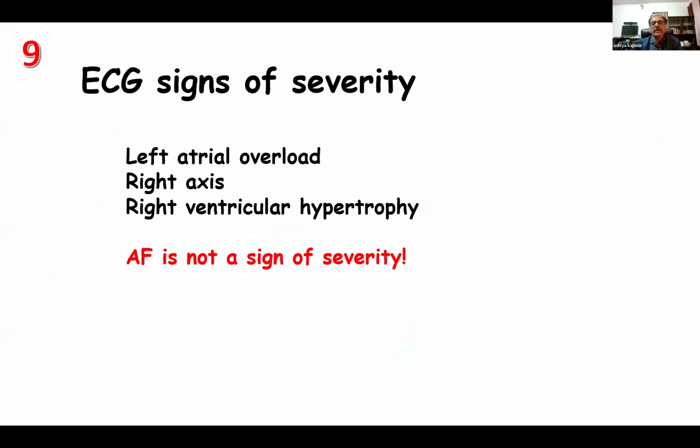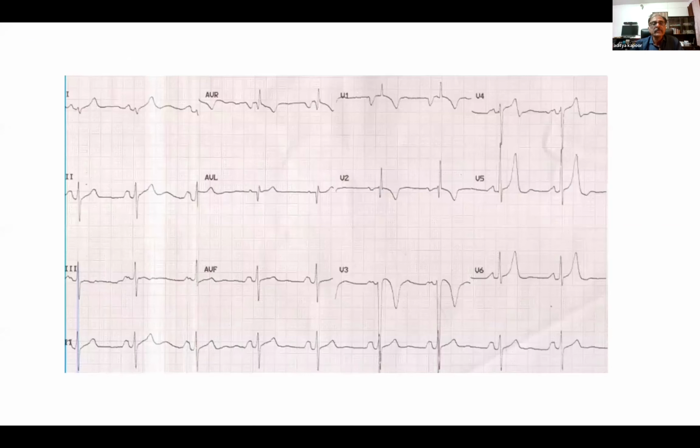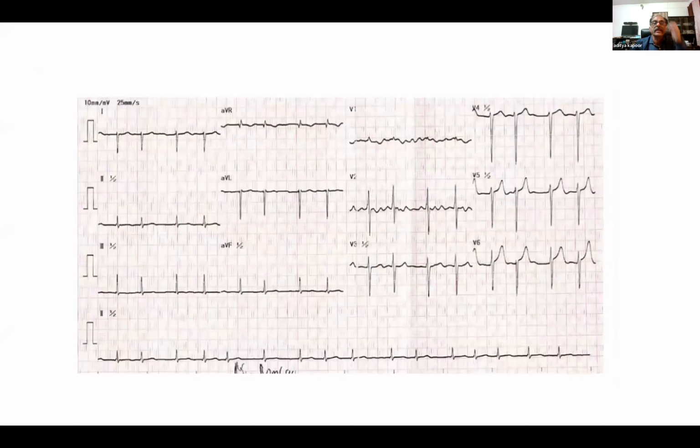ECG signs of severity we discussed: left atrial overload, right axis, right ventricular hypertrophy. Remember, AF is not a sign of severity. Usually AF occurs in severe MS, but the reverse is not true; if there is AF, it is not necessary that the MS is severe. So again, left atrial, biatrial overload with RVH strain.